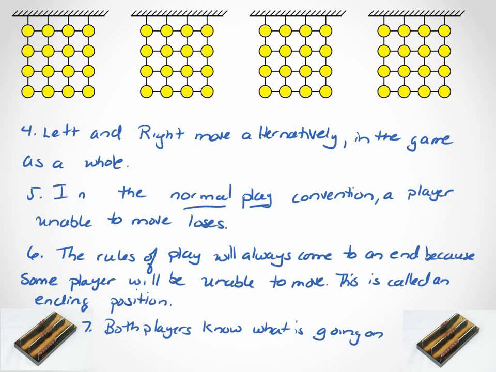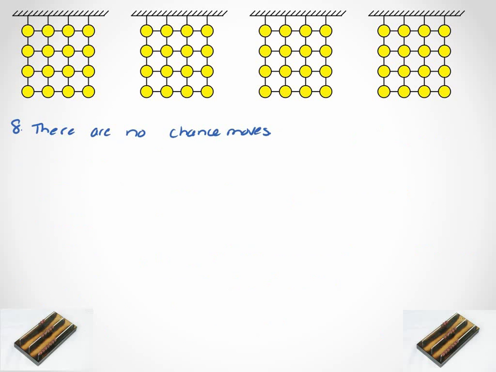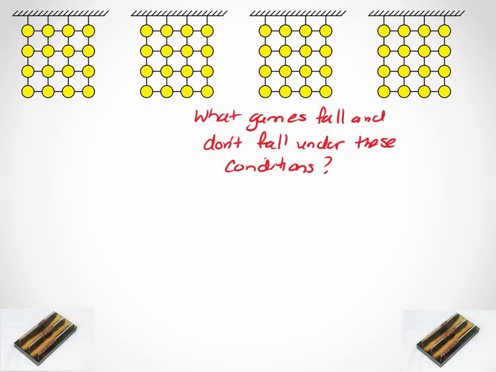Like somebody's unable to make another box, or somebody's unable to take another coin, and so forth. And both players know what's going on. So there's no hidden information from the other player. And there's no chance moves. So you're not talking about dice or spinners. There's no probability involved. So what games fall and don't fall under these conditions?